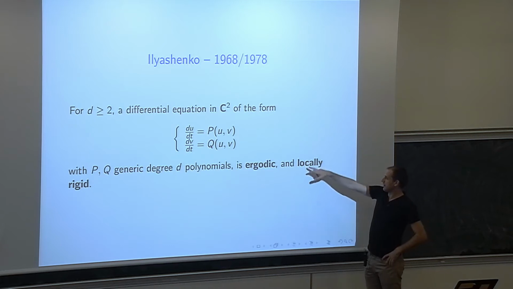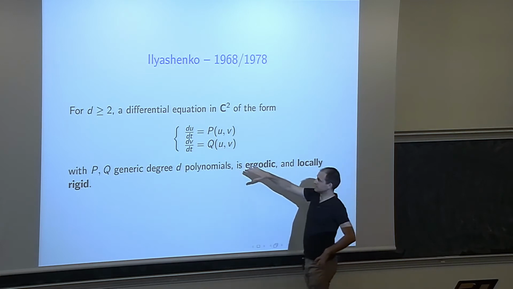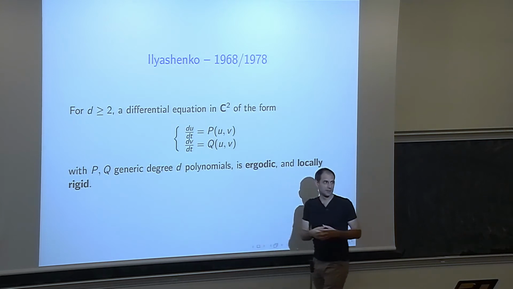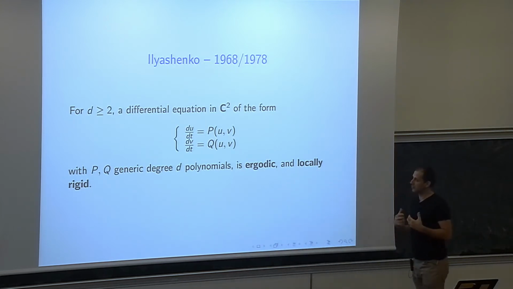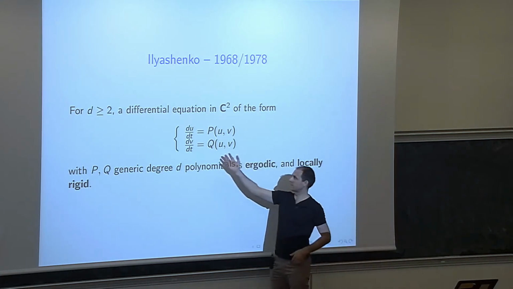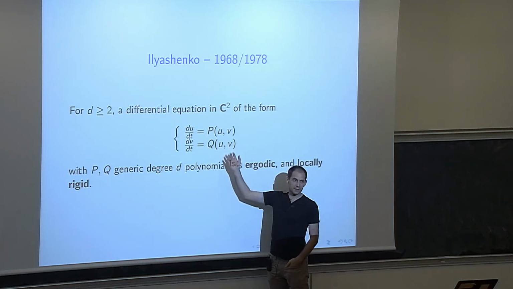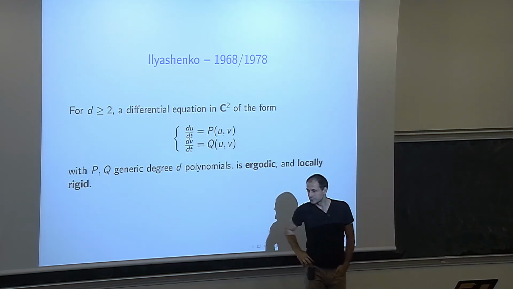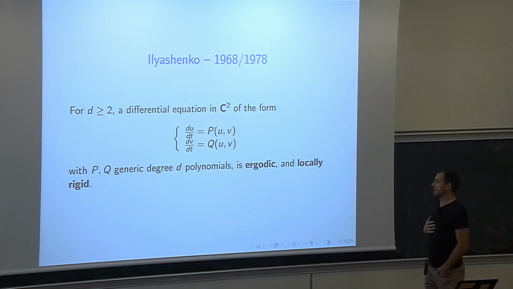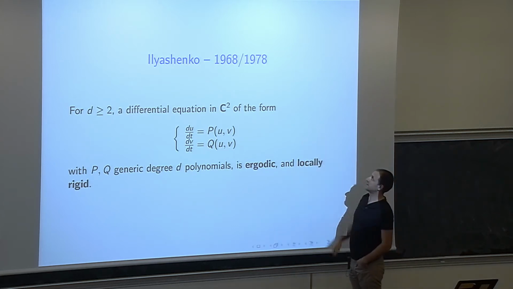And 10 years later, he proved that it is also locally rigid, namely that if P and Q are generic, you cannot find a topological conjugacy between such a differential equation and another one. And in fact, you can, but if you can, this means that the two differential equations are conjugated by an affine transformation of the complex plane. So you have this kind of rigidity statement that was proved in 78.